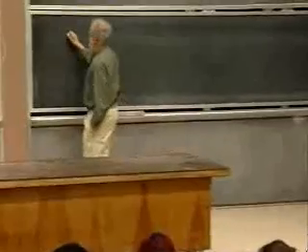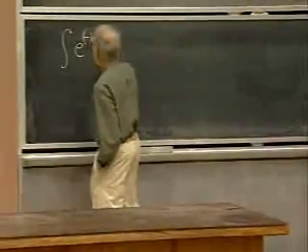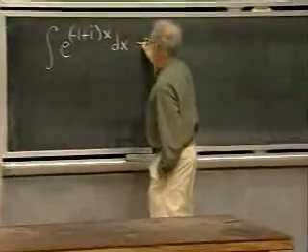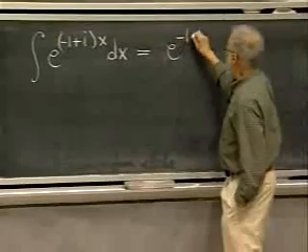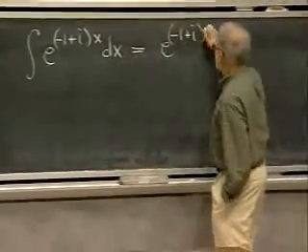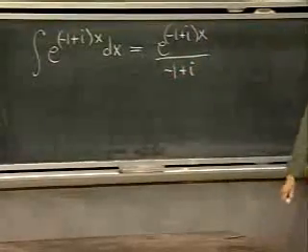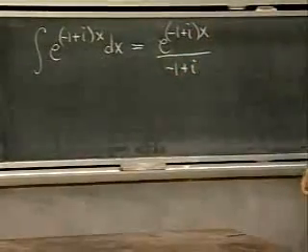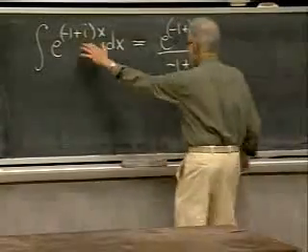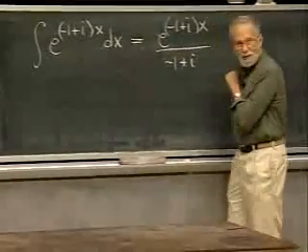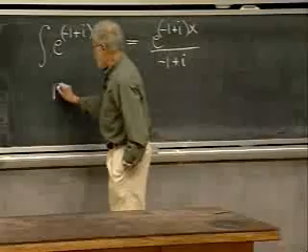So what's the integral of e to the minus 1 plus i x dx? Well, if there is justice in heaven, it must be e to the minus 1 plus i times x divided by minus 1 plus i. Now, in some sense, that's the answer. That's correct.